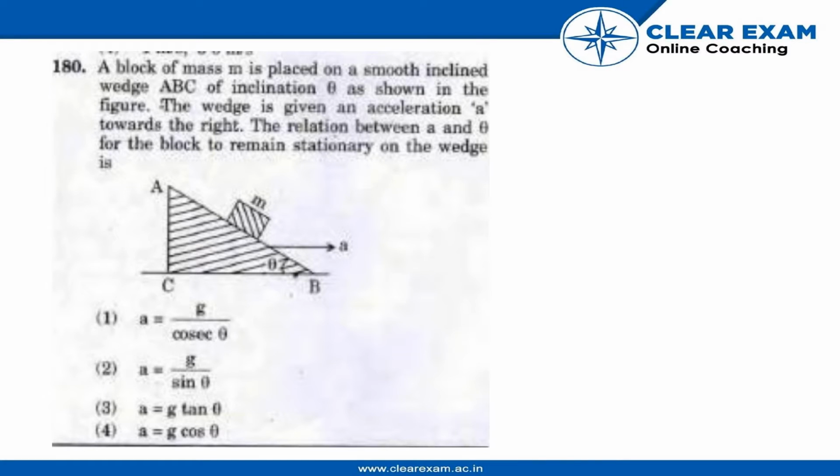The question is, a block of mass m is placed on a smooth inclined wedge ABC of inclination theta as shown in the figure. The wedge is given an acceleration a towards the right. The relation between a and theta for the block to remain stationary on the wedge is.